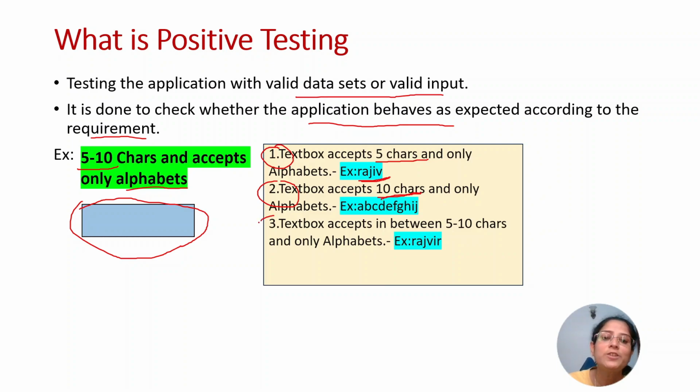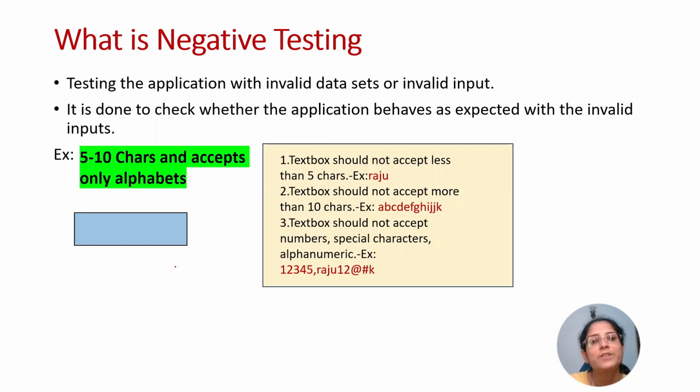Then the third scenario will be I'll be taking data in between 5 to 10 characters, and it should accept only alphabets. So for example, I'll be taking this input and testing this application. So these are various combinations of valid data sets as part of testing this text box and as part of this positive testing. Now let's understand what you mean by negative testing.